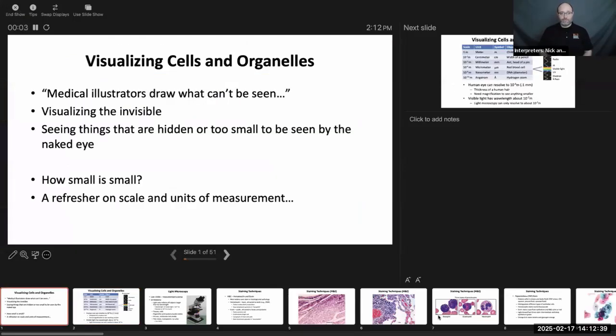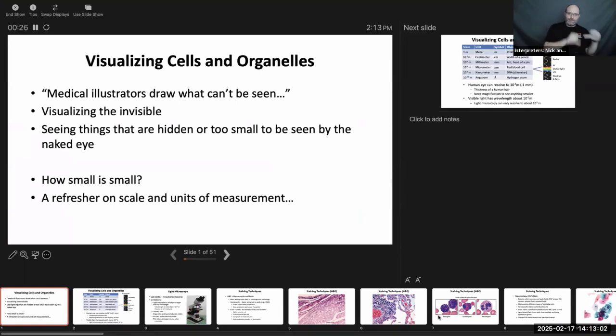Okay, so we're going to start talking about visualization of structures at the cellular level and down to the level of individual organelles as well. Remember, way back on day one in this class, we talked about the definition of what visualization even means, specifically with reference to scientific visualization.